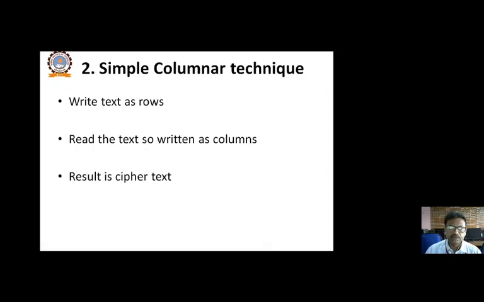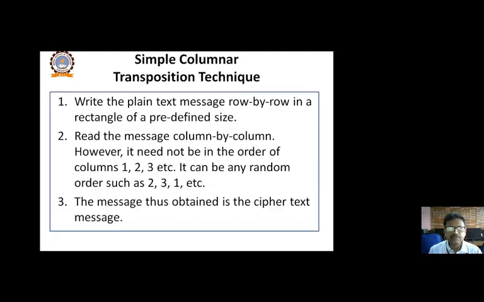The second method applied in the transposition method is the simple columnar technique, in which we write the text row by row. One row is filled, then the second row is filled, then the third row, and so on. Then we read the text, whatever is written in the form of rows, in the form of columns. And the result is, of course, the ciphertext.